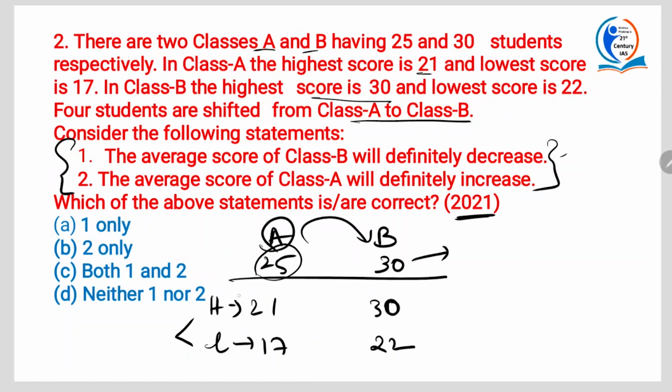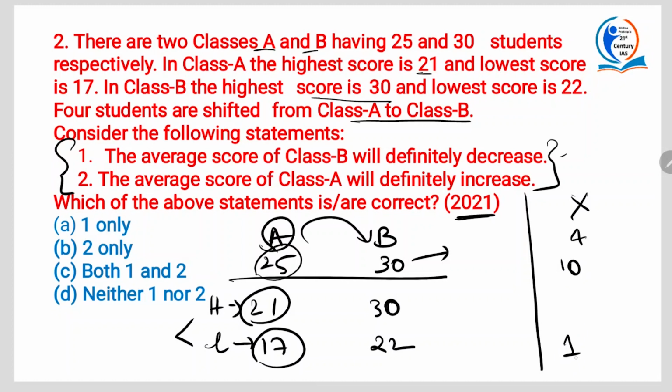Why? Because this is the maximum, this is the minimum. For example, leave this A and B. For example, there is some class X, and in that there are 4 students. The maximum score in this class is suppose 10 and the least fellow got 1. What are the possible values of the average of X, that is, minimum and maximum?